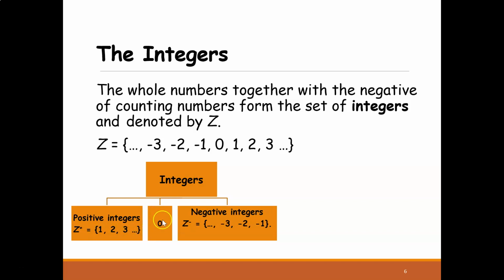And then we have 0. And also we have negative integers, Z, and then we have the power negative over here. So this includes negative numbers. Okay, that is about integers.